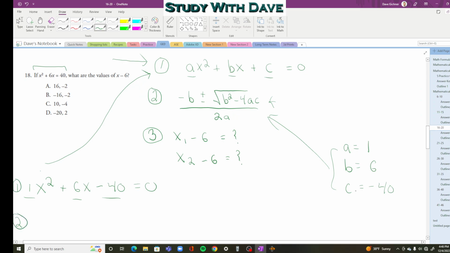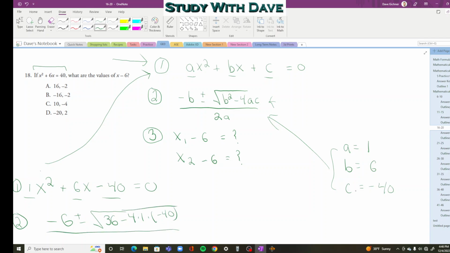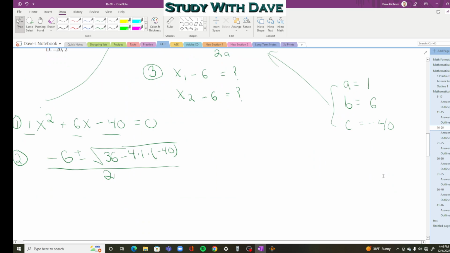Okay. So negative b. Well, b is 6, so negative b is going to be negative 6. That's going to be plus or minus the square root of b squared. Well, 6 squared is 36, minus 4 times a times c. And c is negative 40, so I like to put my negatives in parentheses just to make it a little easier to see. That's all divided by 2a, which is 2 times 1, which is just 2.